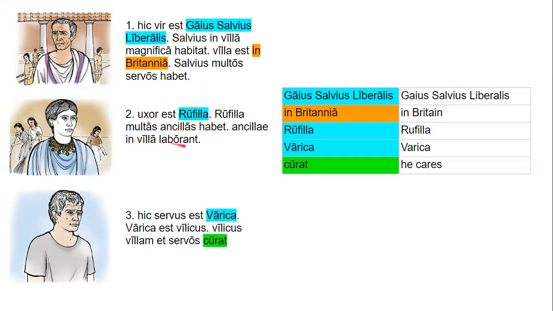Ancillae in villa laborant. So another locatable prepositional phrase there, in plus ablative. So the female slaves work in the house. So here's our nominative subject, that's our verb, and that's the prepositional phrase.